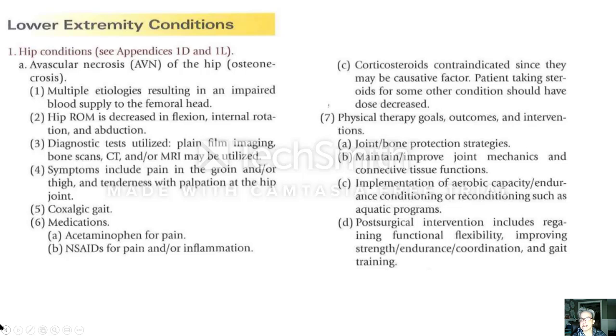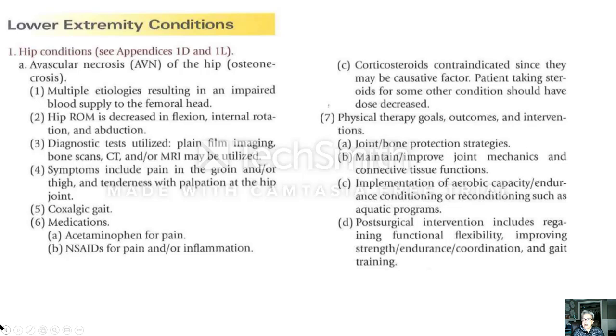Corticosteroids. Contraindicated since they may be a causative factor. So corticosteroids are contraindicated since they may be the causative factor. Patients taking steroids for some other condition should have the dose decreased.